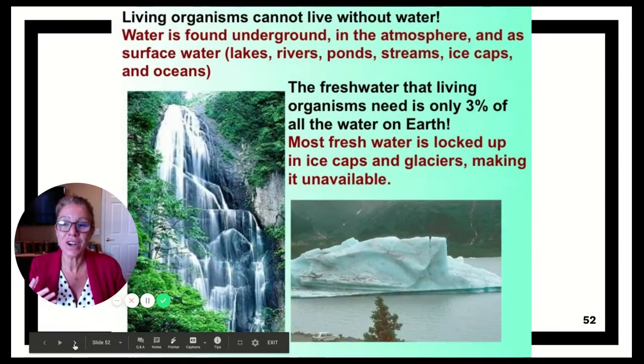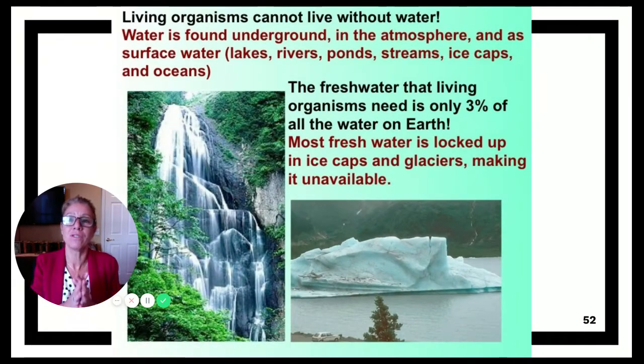All right, so let's start with easy peasy, the water cycle, right? We can't live without water. Our cells are primarily water. So water can be found underground, like in aquifers, in the atmosphere, ice caps, lakes, and streams.